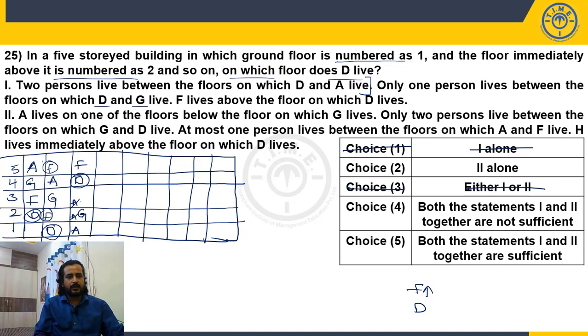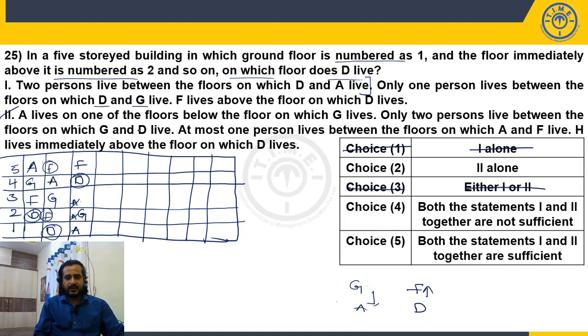What is given in 2 alone? A lives one of the floors below the floor on which G lives. Before combining, first you need to check the second one independently also. With this we can say that G cannot be floor 1, A cannot be floor 5. Only 2 persons live between G and D. Between G and D how many? 1. And it is given H lives immediately above D. Okay, let me write this first.